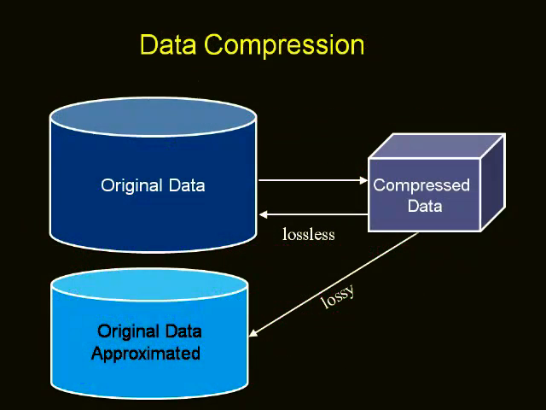So if you observe the figure, the original data is compressed and stored in a database which we call a compressed database. If you can reconstruct the original data completely from the compressed data, then we call this lossless. If you only get an approximation of the original data after decompressing, then we call this lossy compression.